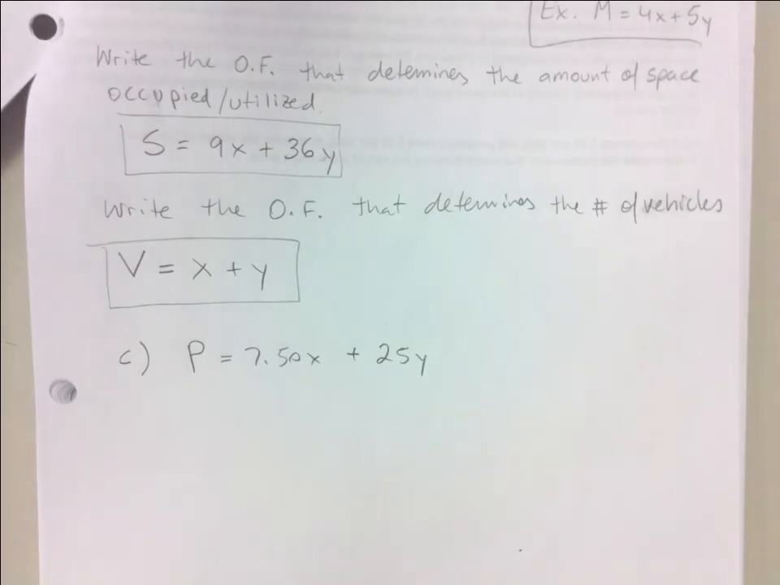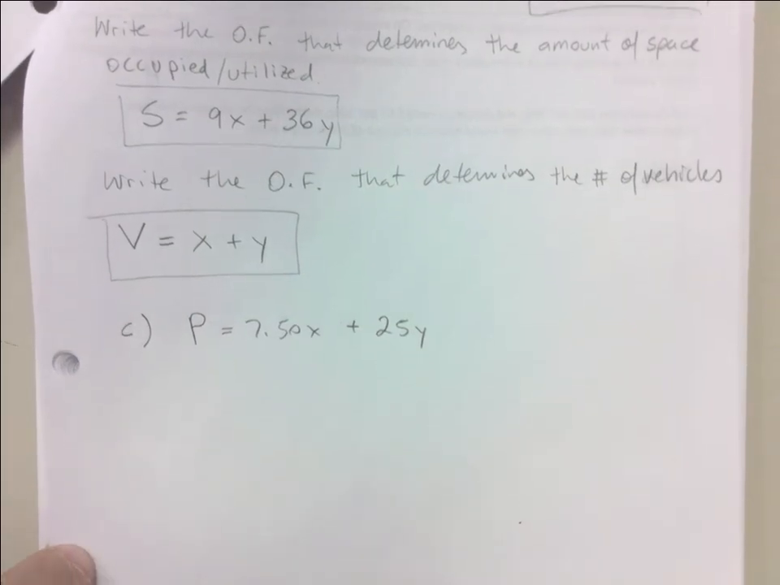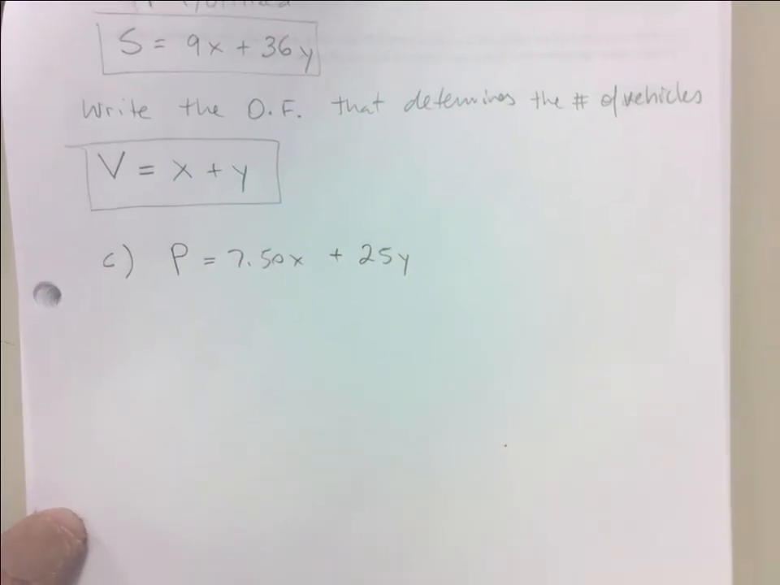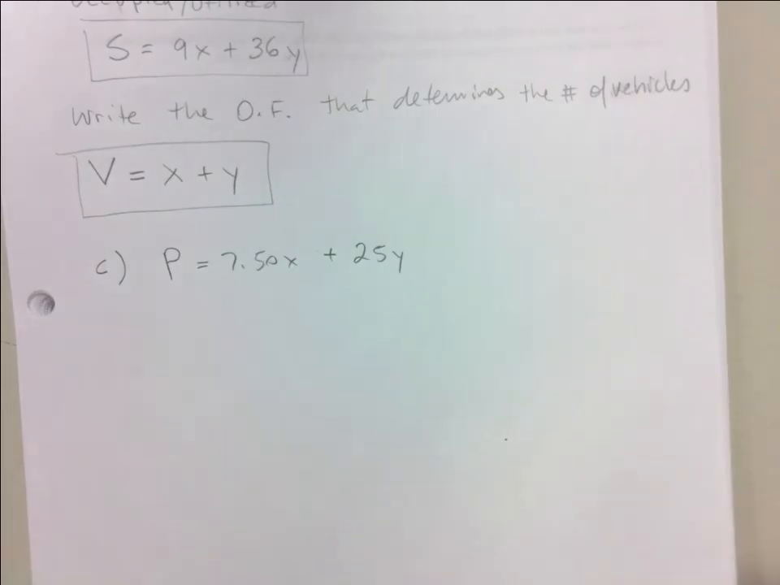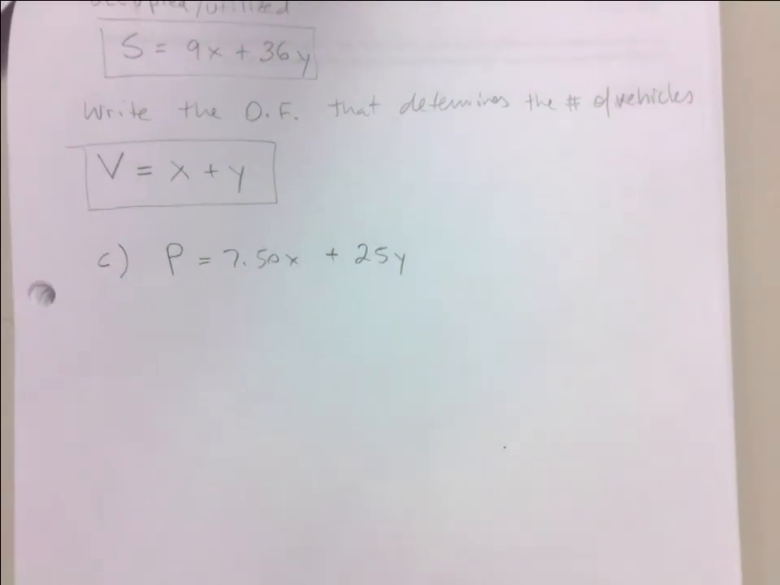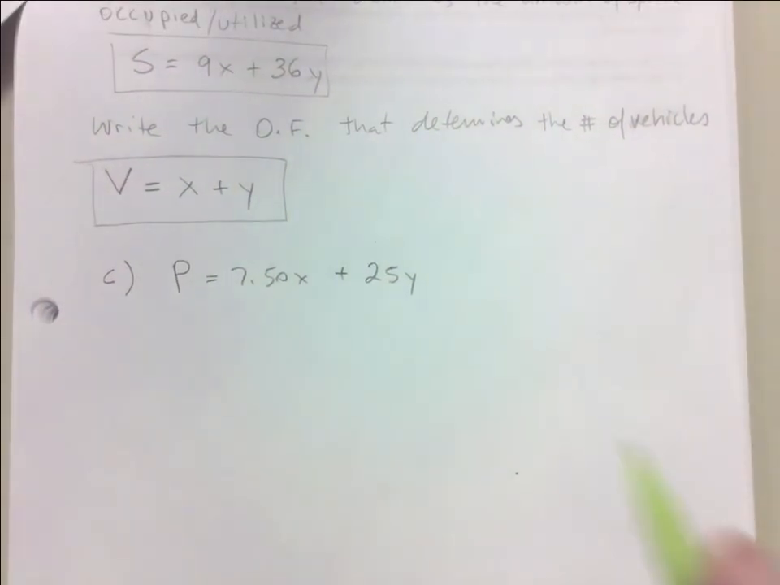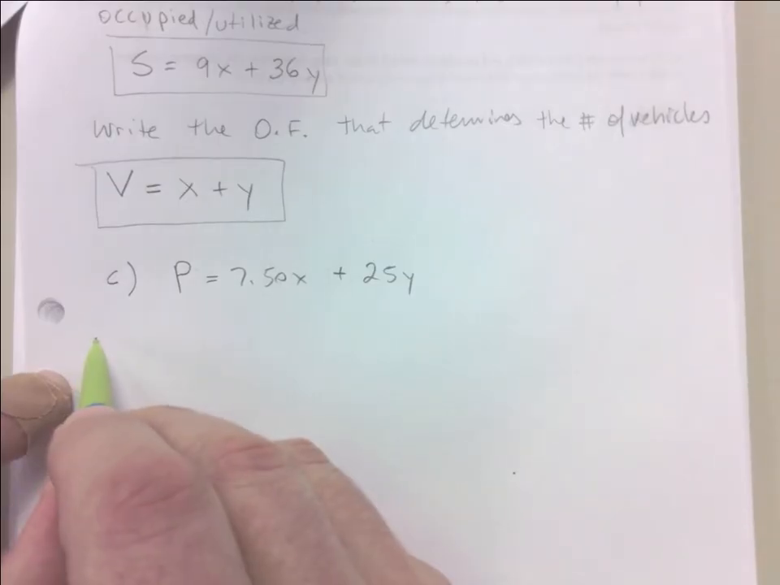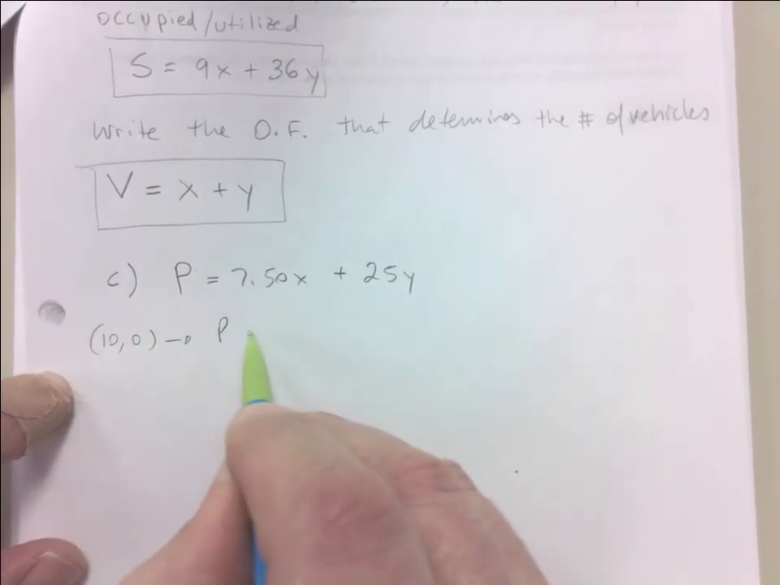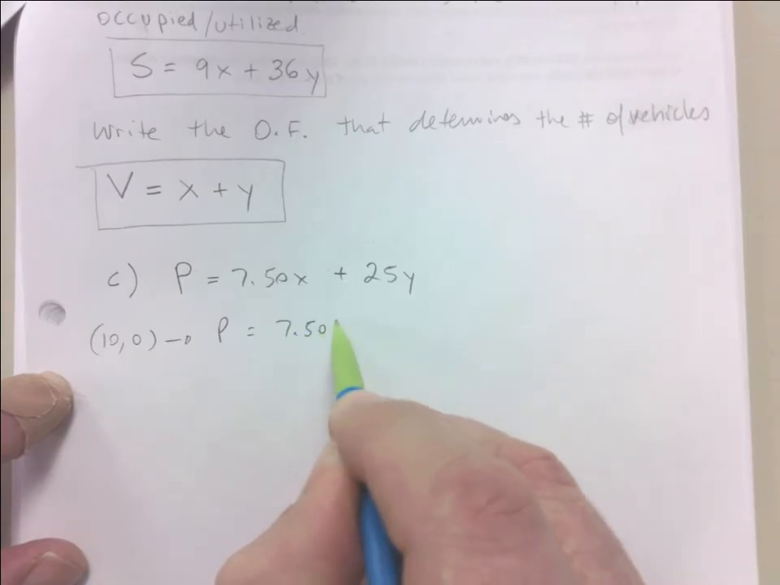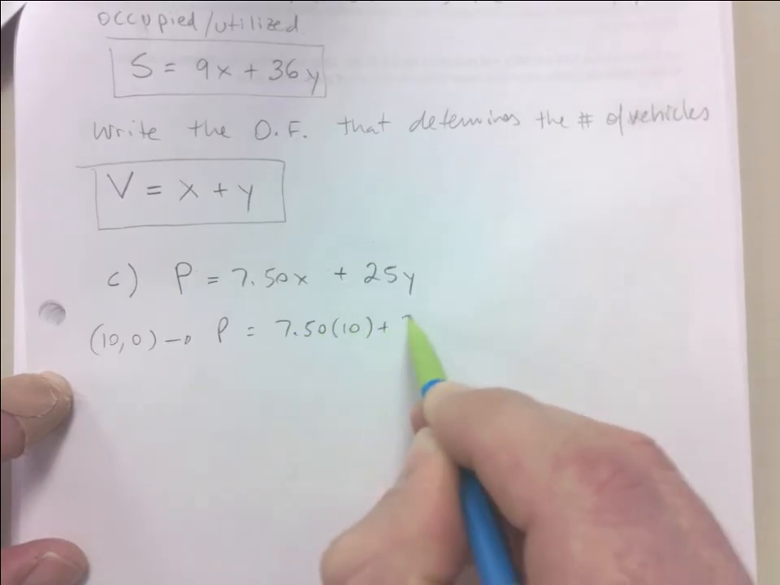This one allows you to figure out how I can maximize the income that I make as the parking lot manager. I don't think there is such a thing, but hey, if there were a parking lot manager, this is how they would do it. So we need to take all of our POIs, 10, 0, plug it in. 7.50 times 10 plus 25 times 0.